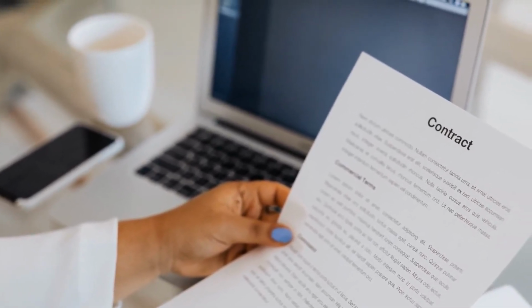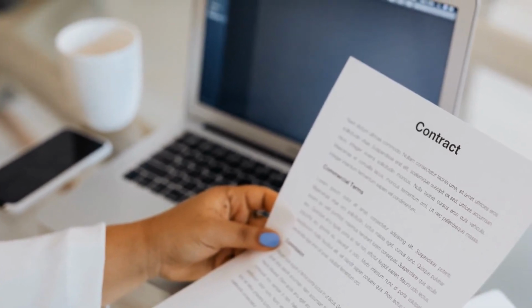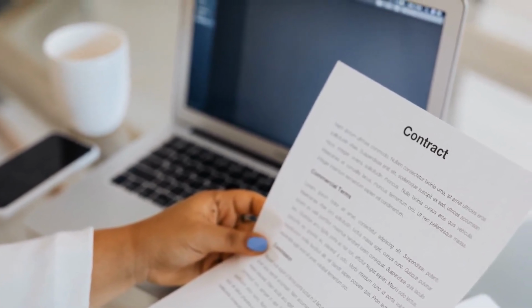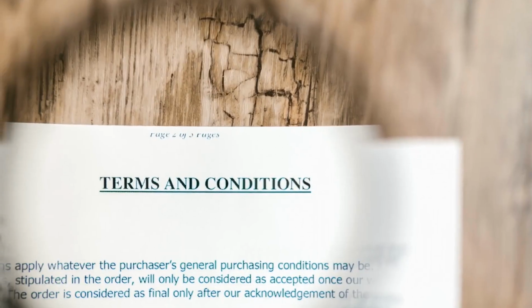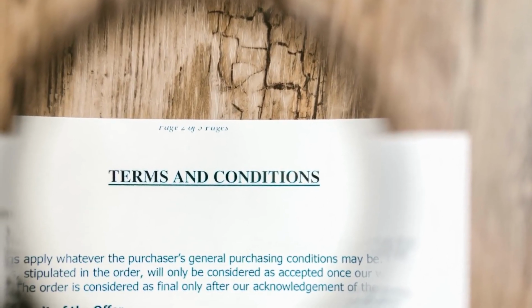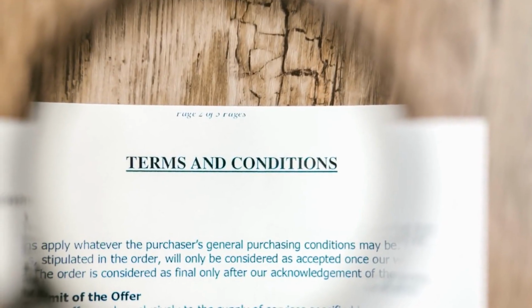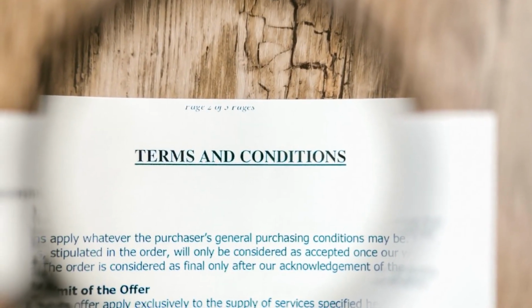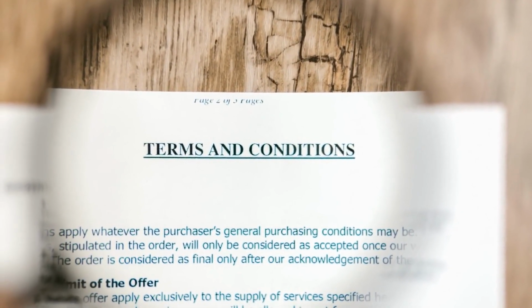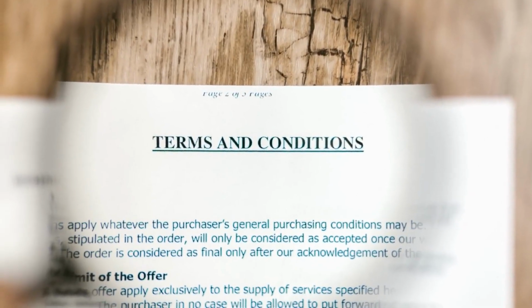A methodical contract review process is your best protection against unfavorable terms and future disputes. By carefully examining key clauses, understanding risk areas, and leveraging appropriate tools and expertise, you can ensure agreements truly serve their intended purpose, providing clarity and protection for all parties involved.